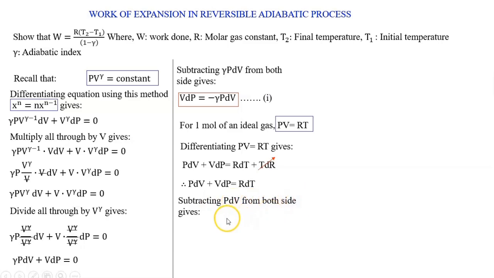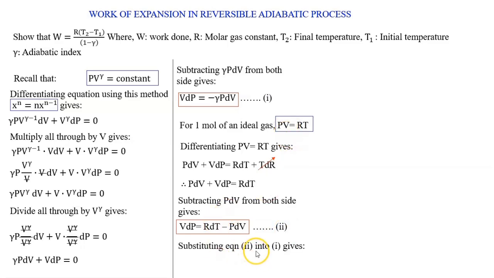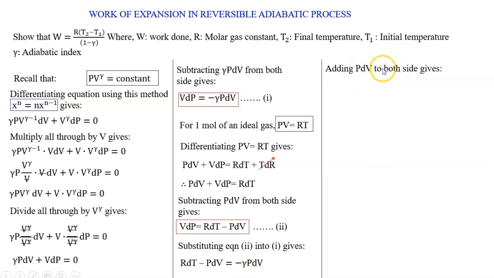Subtracting P dV from both sides gives V dP is equal to R dT minus P dV. Number it as equation 2. Substituting equation 2 into equation 1, we put this equation 2 into this equation 1 gives R dT minus P dV is equal to minus gamma P dV. Adding P dV to both sides gives R dT is equal to P dV minus gamma P dV.